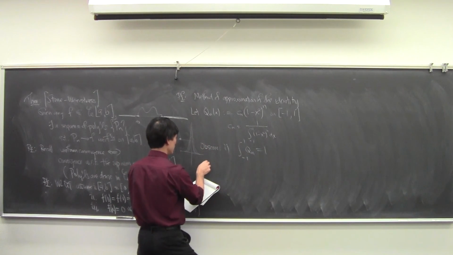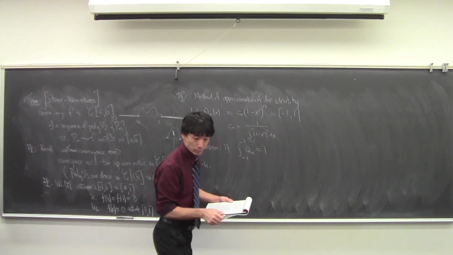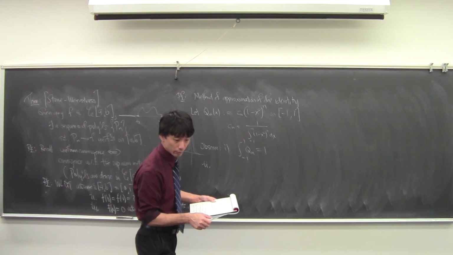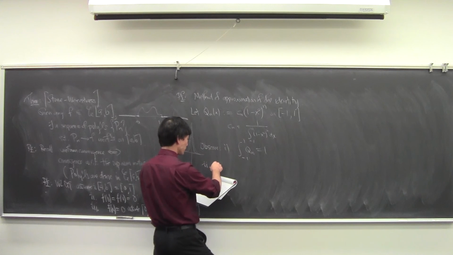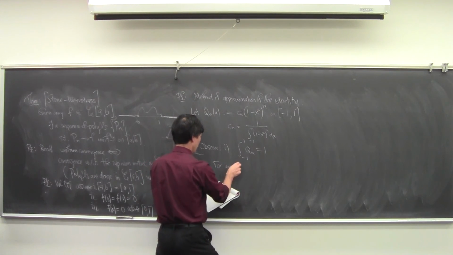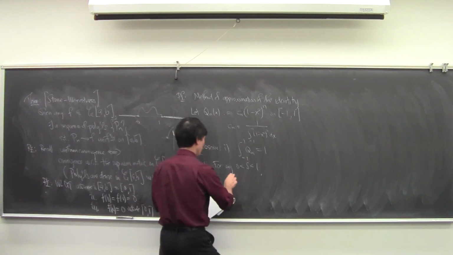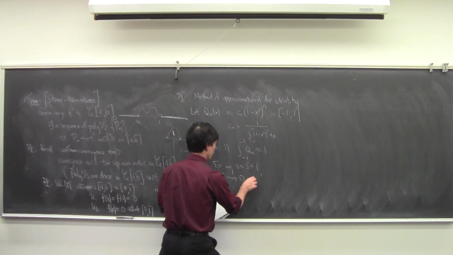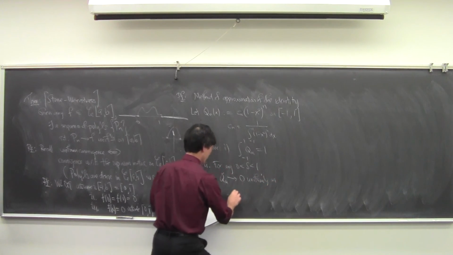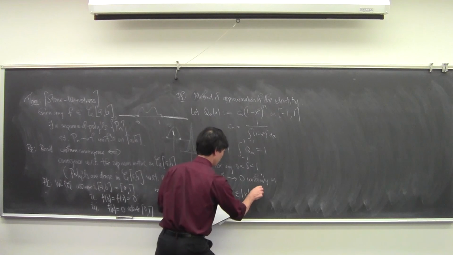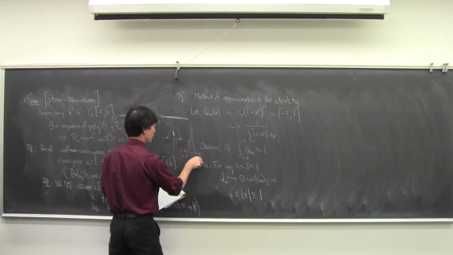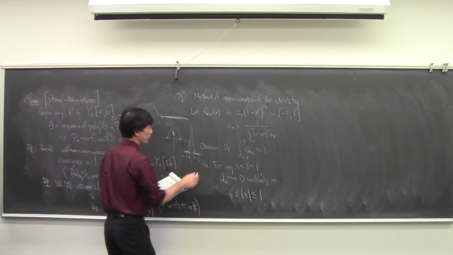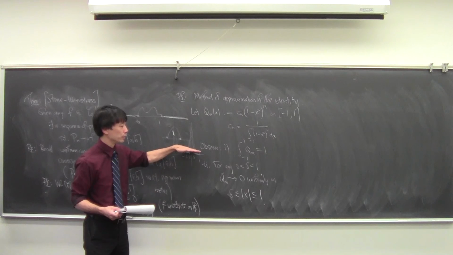And then the second one is that for any delta, q sub n converges to 0 uniformly on this interval. Okay. So if we choose any delta, then on this region here, the q sub n are going to converge to 0 uniformly.